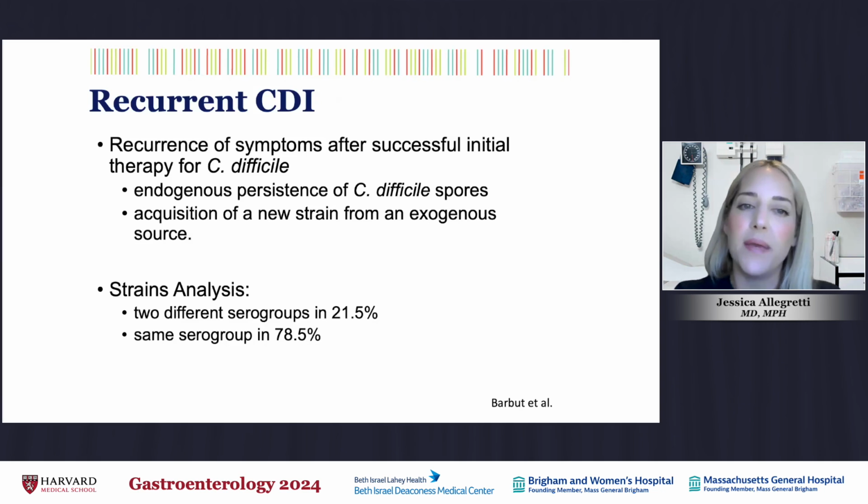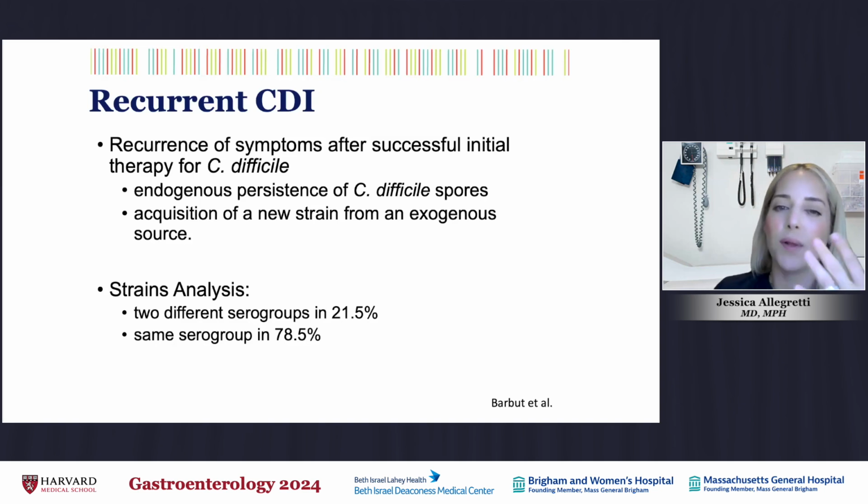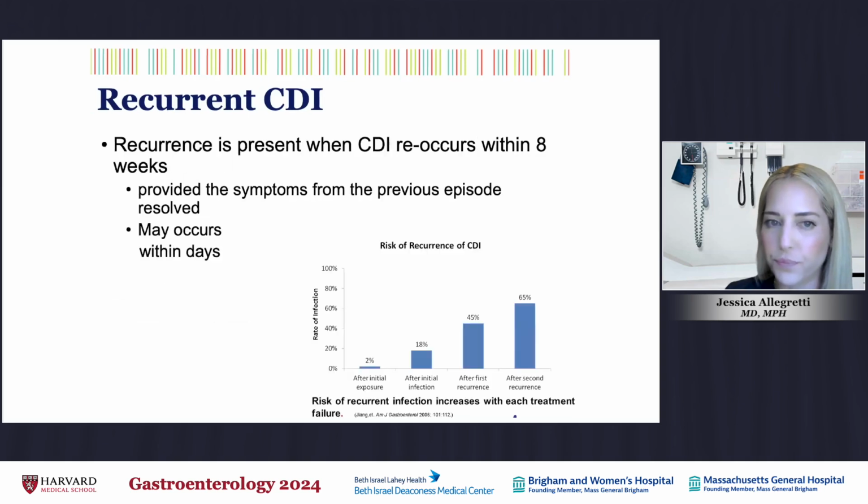Now, we know that that can be from persistence of the same endogenous C. diff spores as opposed to acquisition of a new strain. Now, we don't typically do strain level analysis when we test because it doesn't change our management. But when this has been assessed, the vast majority are reinfected with the same serogroup. Again, so they're probably not disinfecting their homes properly, and there's a huge spore burden around when they're microbially vulnerable.